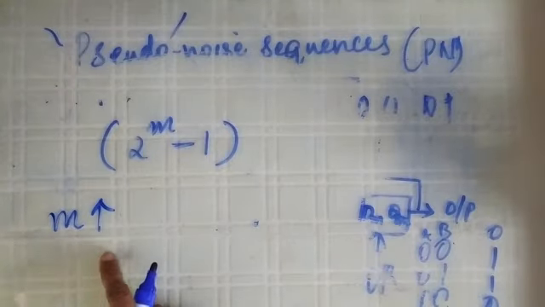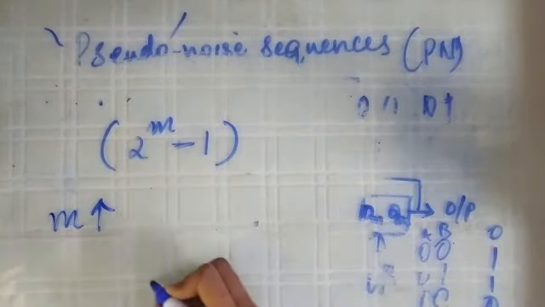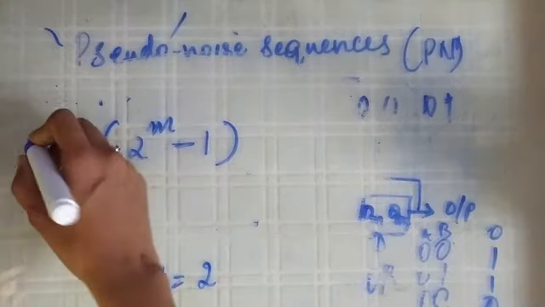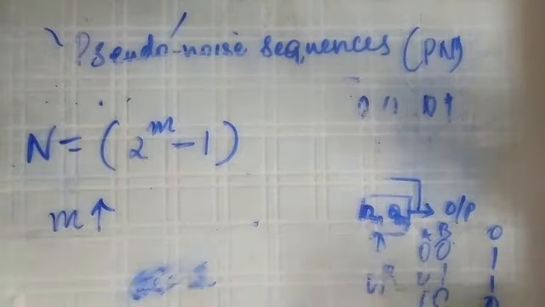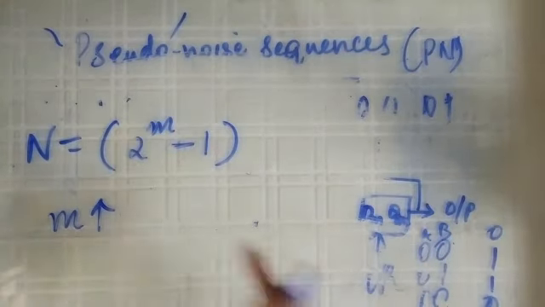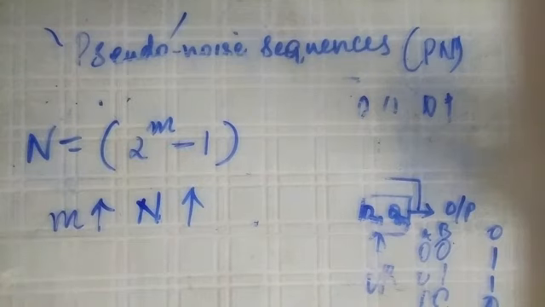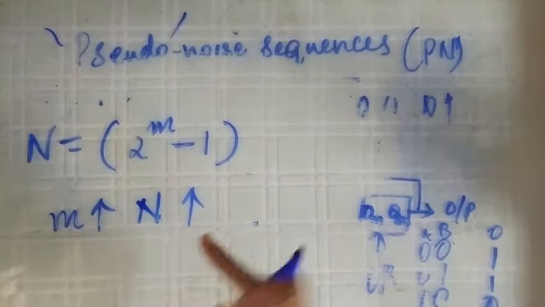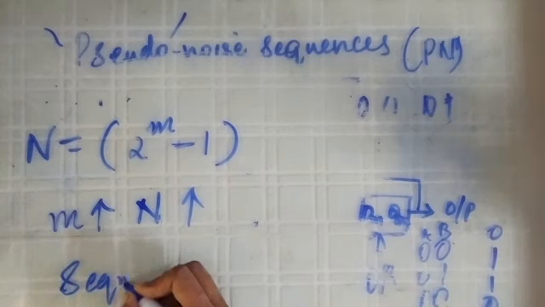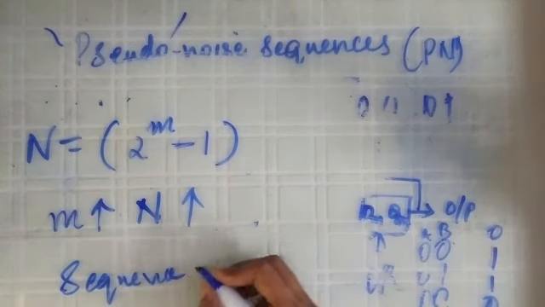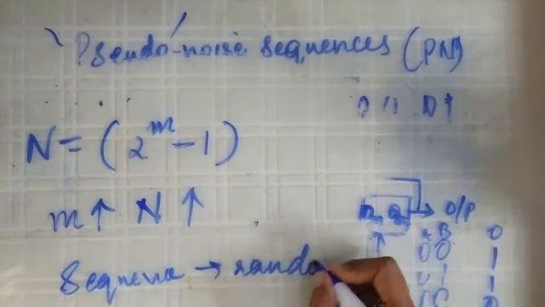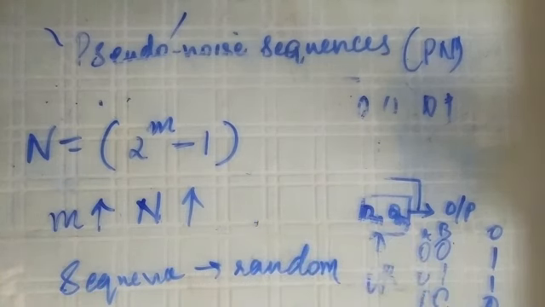Now with an increase in m, what happens? m increases. And what about the period of the signal? This is nothing but n, the period of the sequence, or the length of the sequence. So when m increases, obviously n increases. And what happens when n increases? The sequence tends to be more random in appearance. Though it's not actually random, it looks like a random sequence.